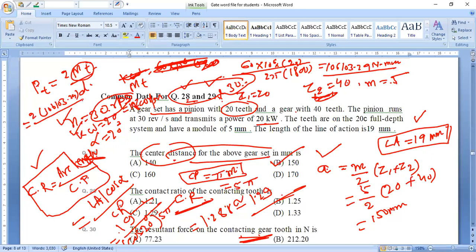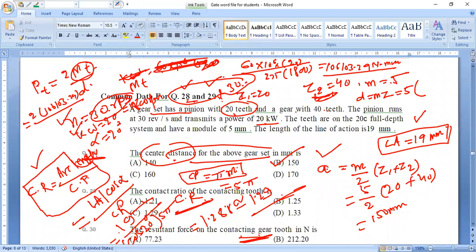divided by डी. डायमीटर कितना है हमारे गियर का? बताओ जरा. डायमीटर कैसे निकलता है? डायमीटर दिया नहीं है. डायमीटर निकलता है mz. अब m की वैल्यू कितनी है? 5. और z की वैल्यू कितनी है बताओ? 20 लोगे या 40 लोगे? z की वैल्यू 20 है ना.